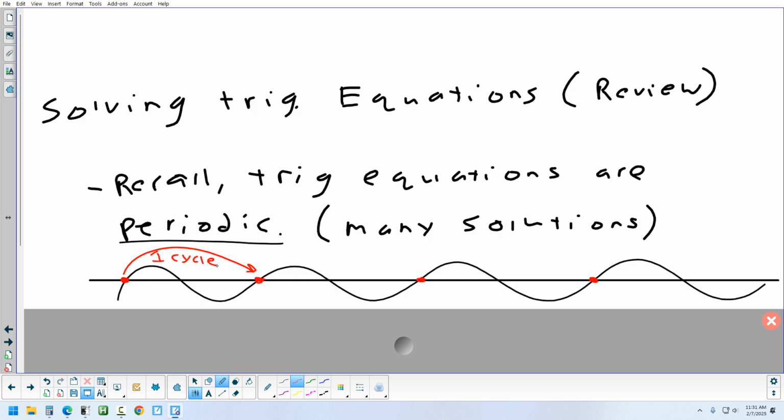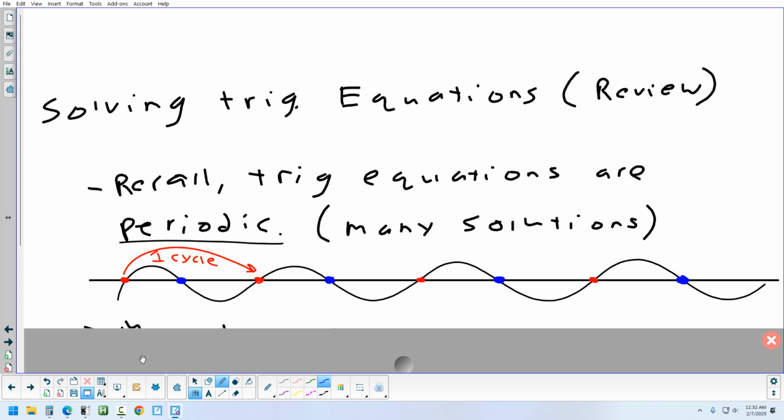How much is a cycle? Well, that depends on the problem. But they are 1 cycle apart. Same thing with this. The blue dot is the other solution. It's the solution where the wave is going down through the line. And it's the same thing. Each one of those will repeat every cycle. You'll get another one of those answers every cycle.